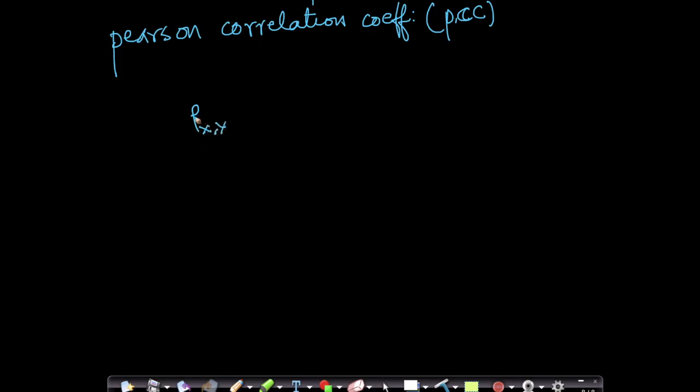So the Pearson correlation coefficient between two random variables x and y is nothing but the covariance of x and y divided by the standard deviation of x and the standard deviation of y.